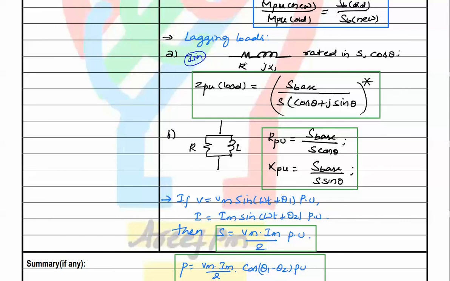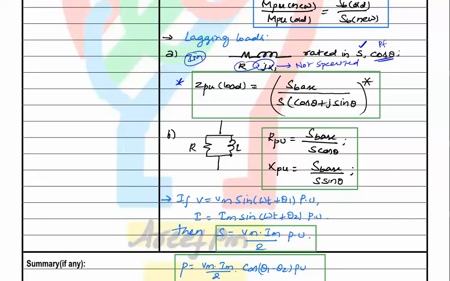So they will not specify these R and jX values. If not specified, they will specify the ratings in terms of the MVA rating and the power factor. At that time, what we have to do, in the exams they will ask what is the Z per unit of this load. So we will use this formula here.